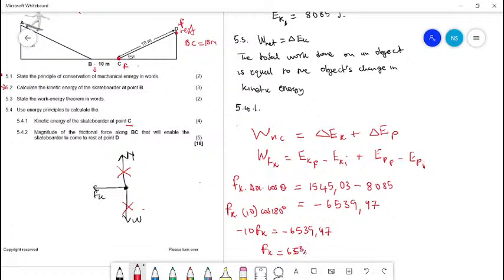653,9965. This can be simplified to be 654 newtons. I think that's the answer that we're getting. You can check the answer.